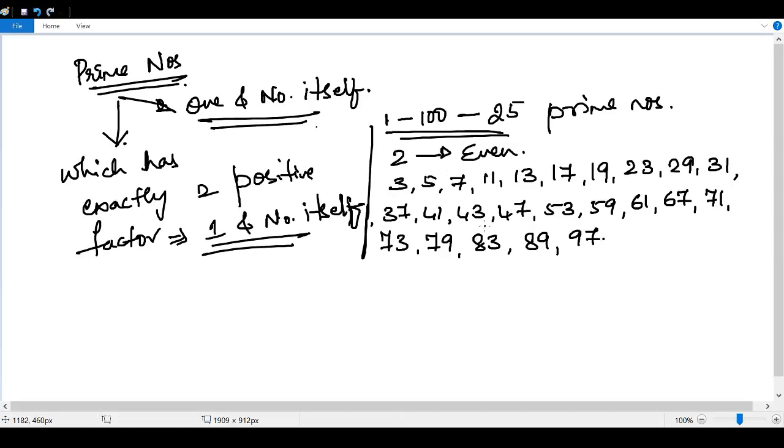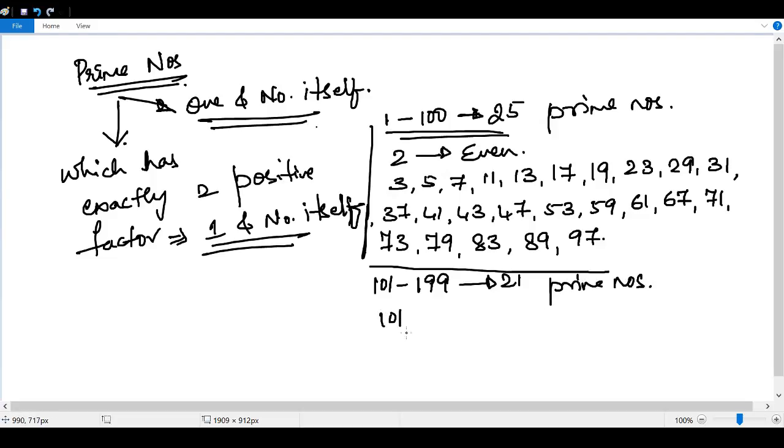If you don't know this, please ensure that you make a list of it so that it comes in handy in the near future. Now, a quick piece of information that you would like to have is that between 101 to 199, there are 21 prime numbers, with 101 being the smallest 3-digit prime number. Okay, so keep this handy.